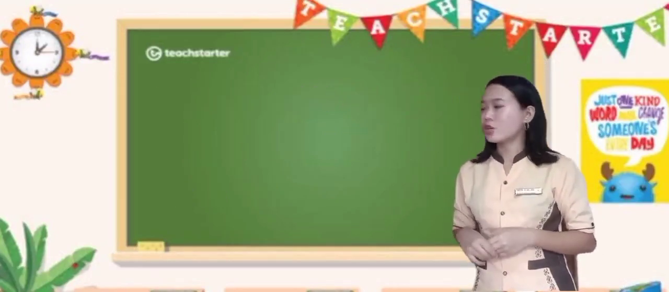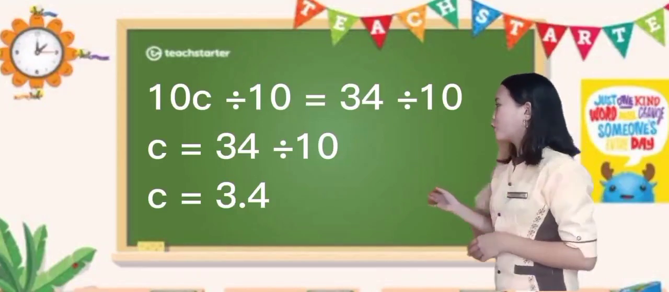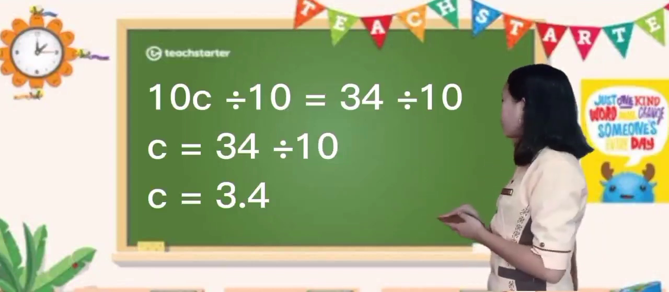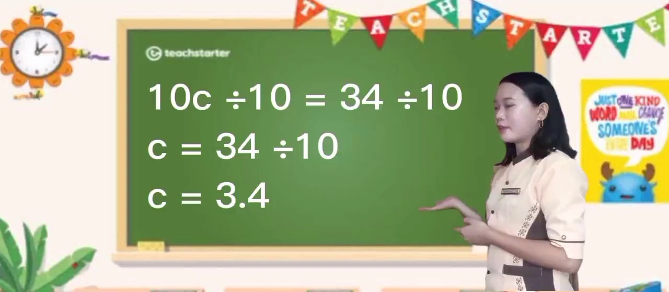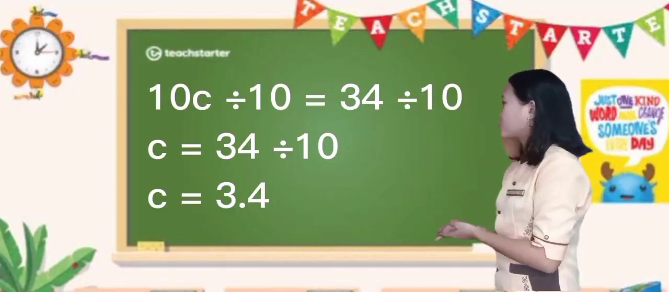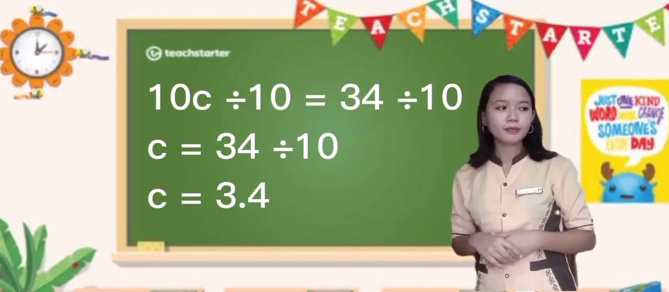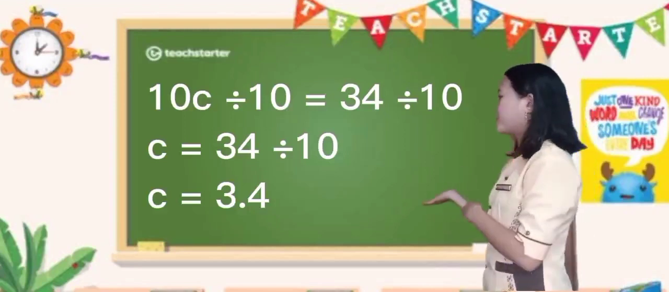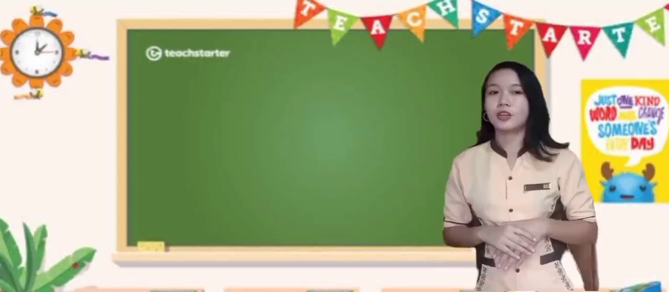34. Very good. So we need to isolate c. To find the value, we will divide each side by 10. So 10c divided by 10 is equal to 34 divided by 10. We cancel 10. So c is equal to, what is 34 divided by 10? 3.4. Okay, now we know the value of c, which is 3.4. Very good. Thank you, class.